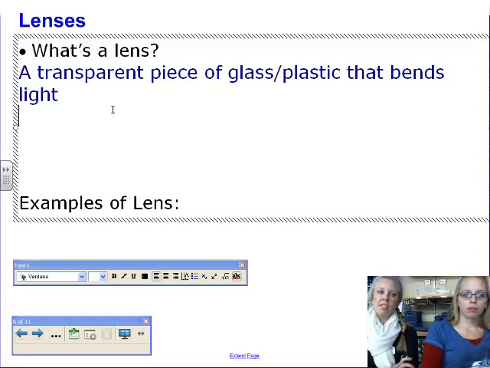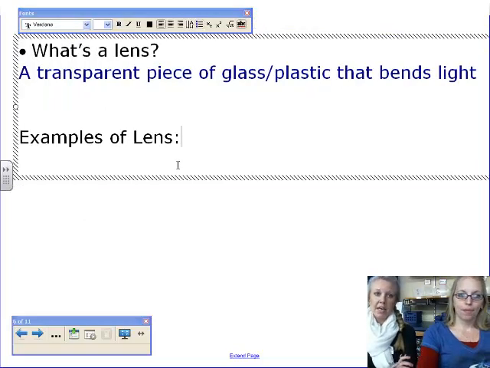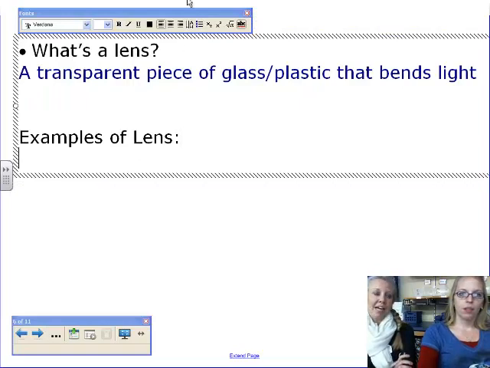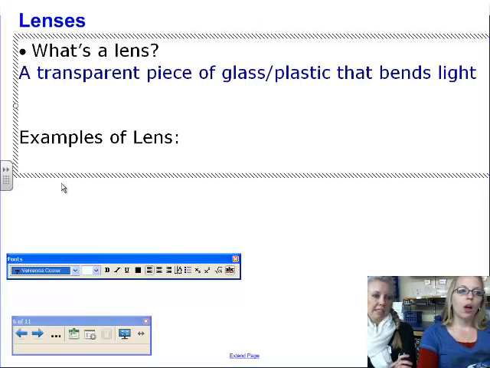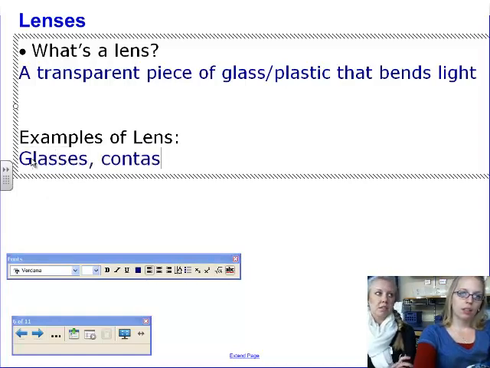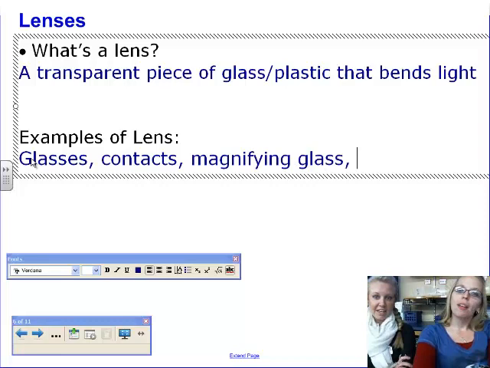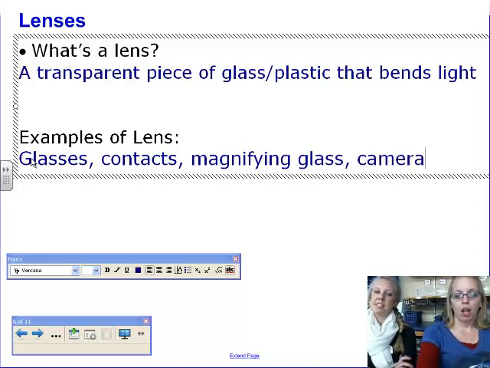So think about some things that you know that have a lens or lenses. If you wear glasses, that is a lens. And in fact, a contact would be considered a lens as well. They're called contact lenses. Let's see, what else is a lens? A magnifying glass, is that a lens? Oh, in your camera. That clear part. Oh, yes.